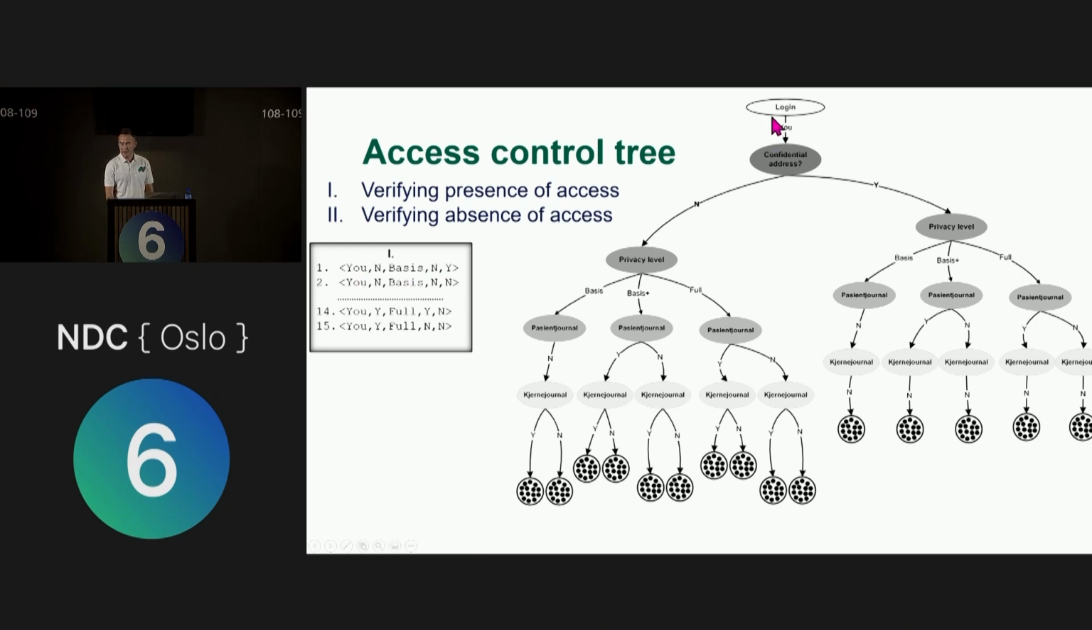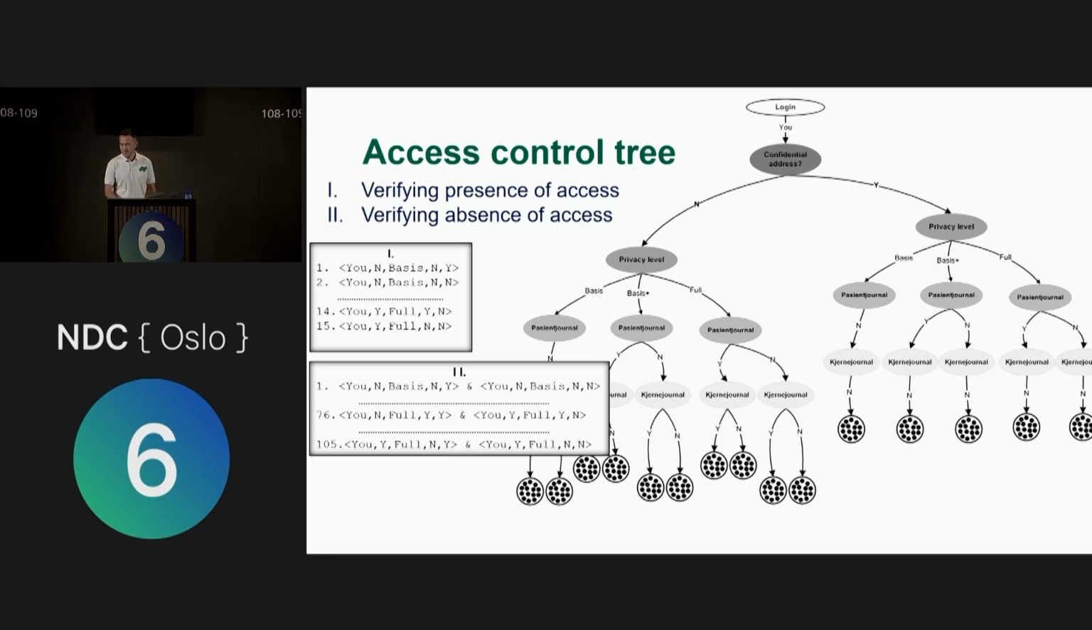It means that we start from the root of the tree and travel to each leaf and enumerate the names of the edges. For example, no, basis, no, yes. To test all the possible combinations, we need 15 tests. We need 15 users with combinations of attributes. And this is for verifying the first type of testing, verifying presence of access. So we log in here, for example, and we check that the user has access to all the services.